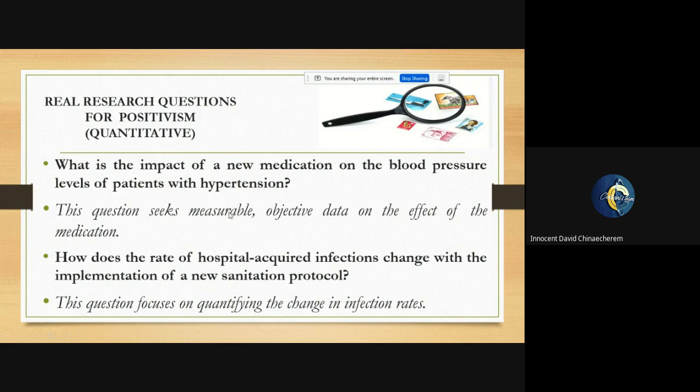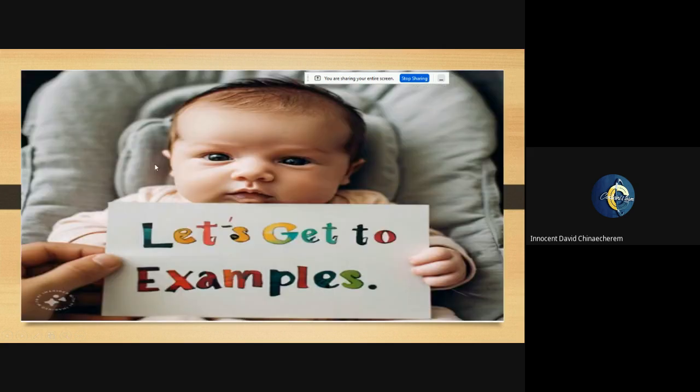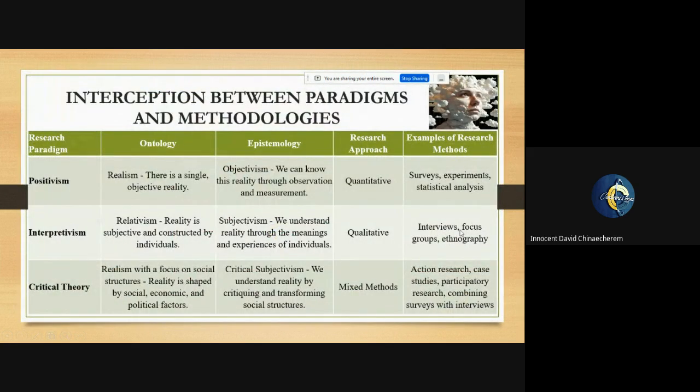This question seeks measurable, objective data on the effect of medication. So here, impact is measurable. Impact is not something you need to determine with an interview. You can ascertain impact by using what? A focus group discussion. Remember, these are more of the methods, right?